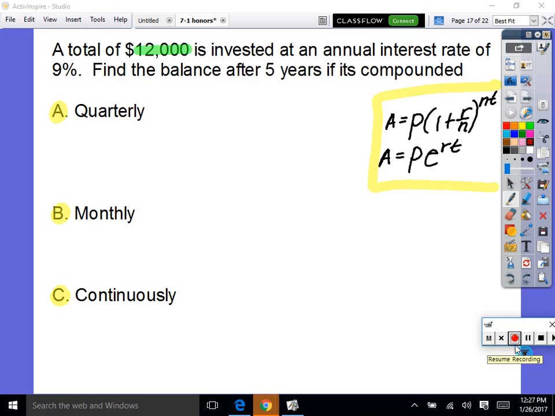It says a total of $12,000 is invested at an annual interest rate of 9%. Find the balance after 5 years if it is compounded quarterly, monthly, and continuously.